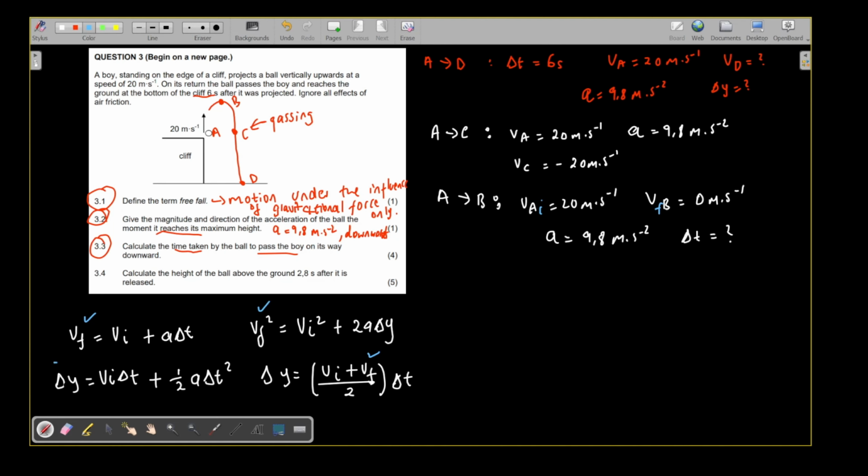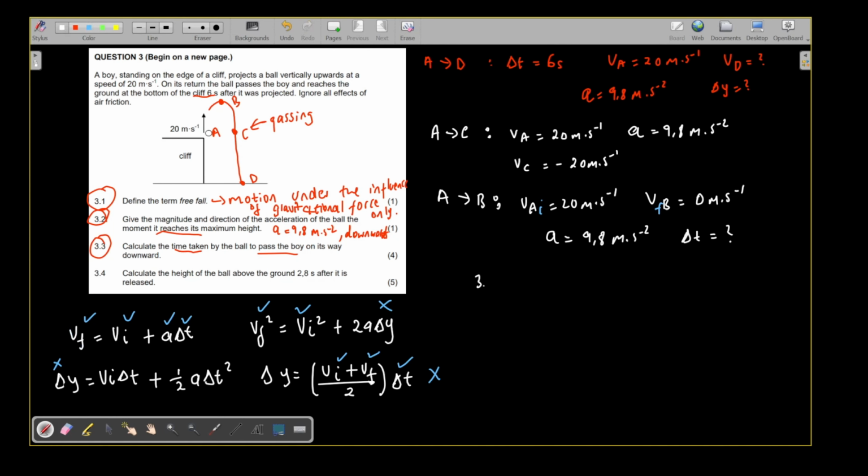This one doesn't have final, so it's out. Initial, and then initial, and then time. So this is time. This doesn't have time, it's out, but this is time. Acceleration. This doesn't have acceleration, but this one is acceleration. So I'm left with one formula, and that's what I'm gonna use.